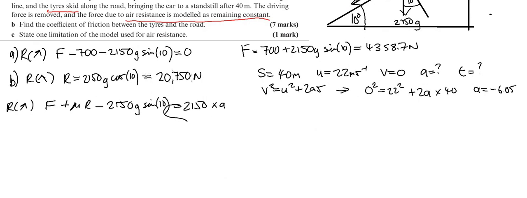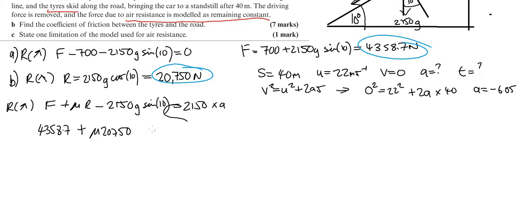So now we know lots of these already. Well, we worked out what the force was. Force was 4358.7. We're going to add mu times R. Well, mu times R, which we calculated, that was 20,750 here. So mu times 20,750, minus 2150 g times sine of 10, and that is equal to 2150 times 6.05.